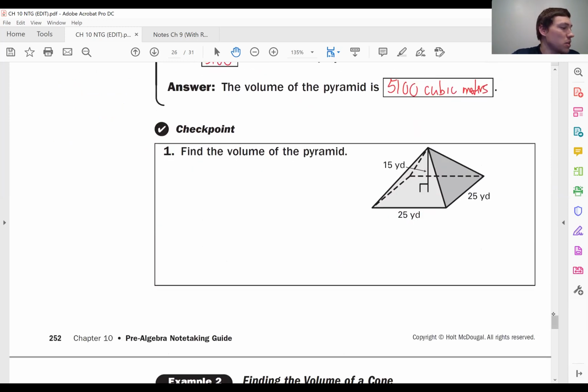So find the volume of this one. Again, volume equals 1/3 times the base times the height. So volume equals 1/3 of the base. Well, the base is length times width, which is 25 squared, times my height. It says right here is 15. So here's what it looks like to plug it into your calculator.